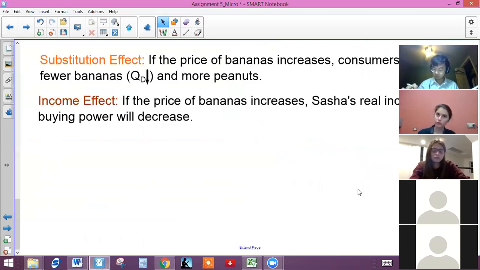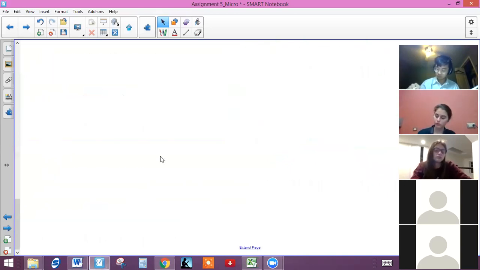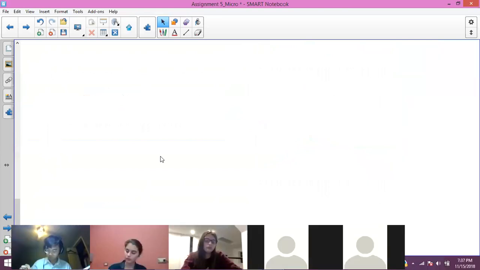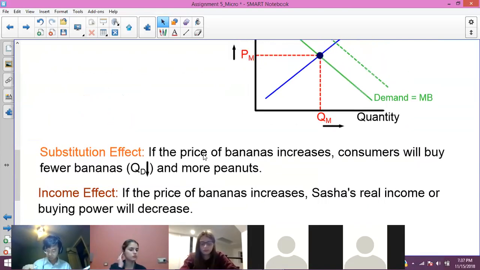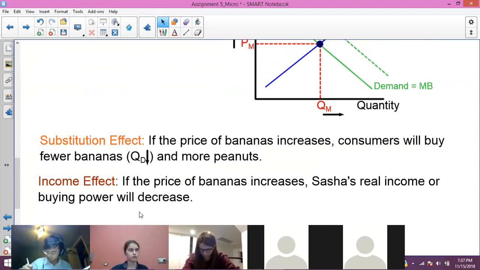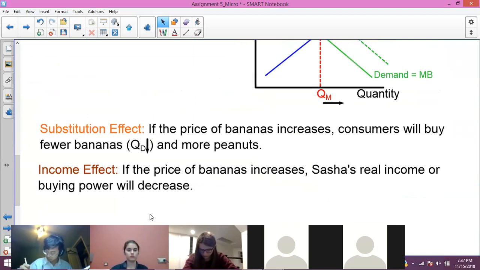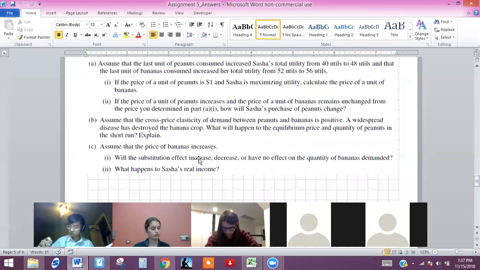That means that, give me 1 second here, go back down. So when the price of bananas goes up, consumers will buy fewer bananas, so the quantity of bananas goes down and peanuts goes up. And let me jump back to what they're actually asking us here. Right. So the effect will be that the quantity demanded of bananas goes down, right?